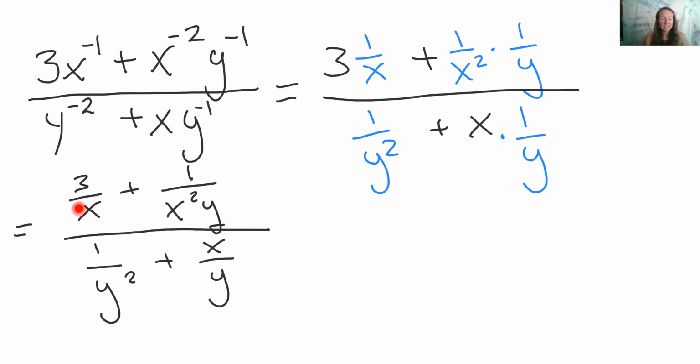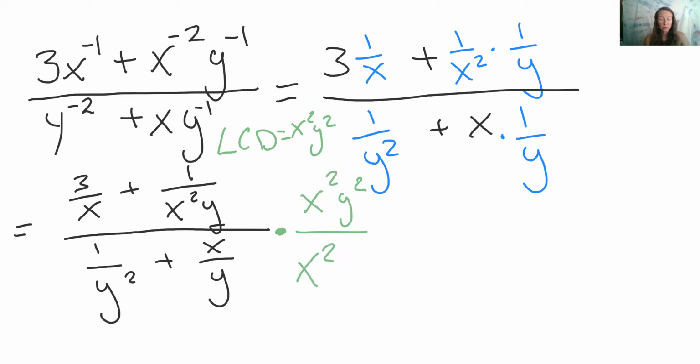So I'm just going to take a look at all my denominators. We've got an x squared y, a y squared, and a y. So our LCD is x squared y squared. So let's just make a note of that. If our LCD is x squared y squared, then we're going to multiply our whole fraction by x squared y squared over x squared y squared.